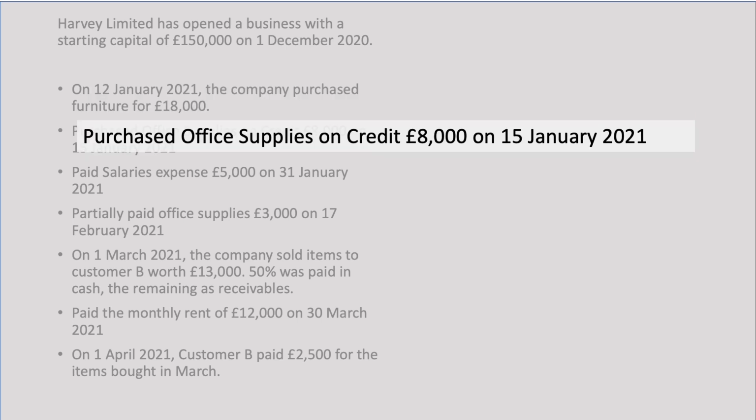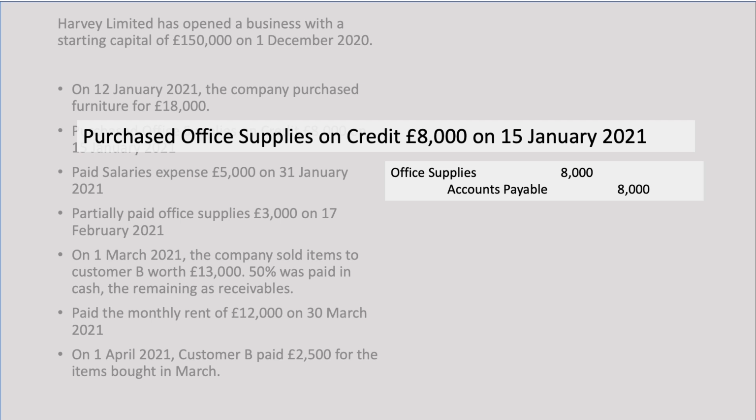Purchase office supplies on credit, which is $8,000 on 15 January 2021. The purchase was on credit, so it means that this is an increase in accounts payable, which is a credit, and we debit office supplies, which is presumably a current asset in the example, both for £8,000.